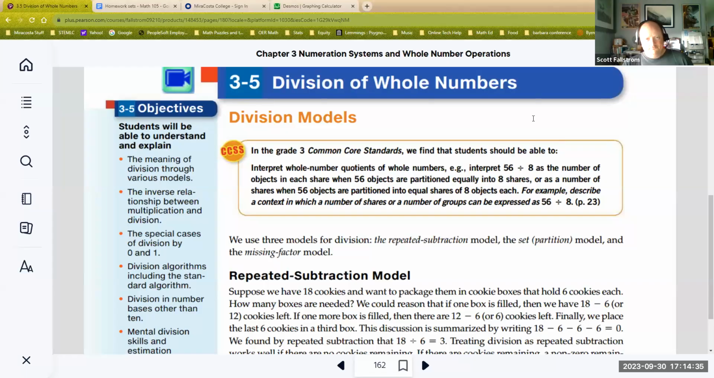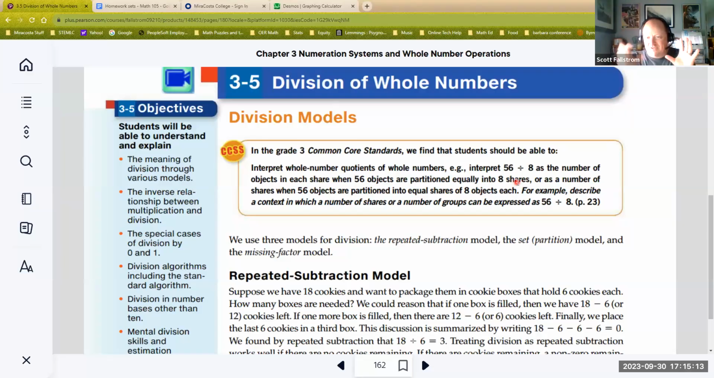This is grade 3. And I want you to understand when they talk about this, the terminology they're using is for teachers. You should understand these, of course, probably more in-depth than your students do, but they're asking you to understand and interpret whole number quotients of whole numbers. Interpret 56 divided by 8 as the number of objects in each share. That'd be 7. So there's 7 objects in each share when you take 56 objects and partition equally into 8 shares. Okay. So when they say share, you could even think of that as groups.